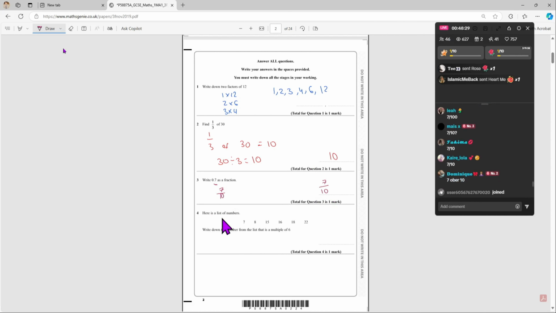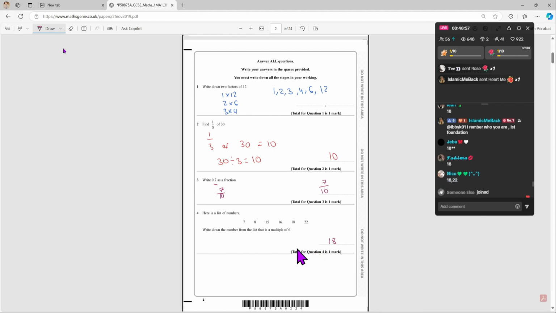And then lastly, question number 4. Here is a list of numbers: 7, 8, 15, 16, 18, and 22. Write down the number from the list that is a multiple of 6. So there's only one number. Which one is it? Yes, it is 18. Well done, guys.